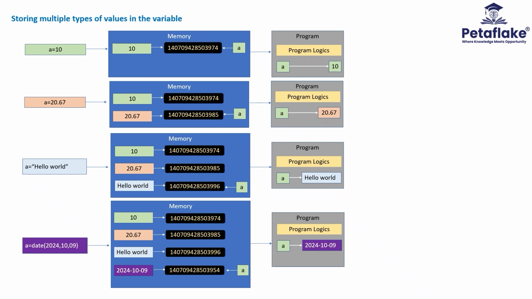In this example, we can observe that we are dynamically changing the type of the values in the variable without any restriction. Hence, Python is called a dynamically typed language. The objects which are storing the values 10, 20.67, hello world are not useful anymore because we don't have any variable to track the memory address of these objects. The values 10, 20.67, hello world, which don't have a variable associated, are called garbage values.